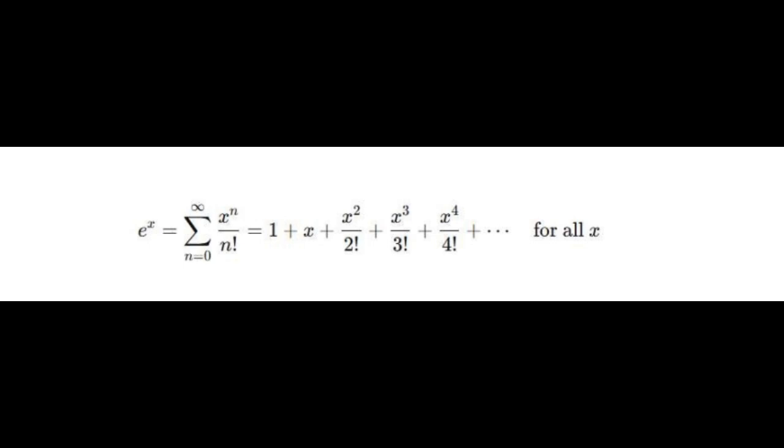So e raised to x equals the summation of x raised to n over n factorial, which equals 1 plus x plus x raised to 2 over 2 factorial plus x raised to 3 over 3 factorial plus x raised to 4 over 4 factorial, and so on and so forth, for all x.